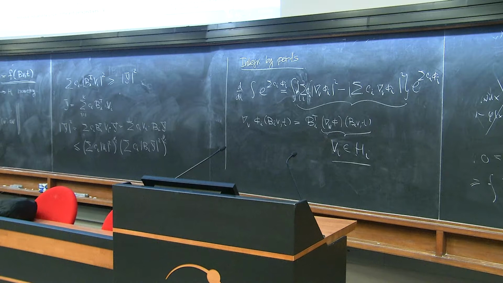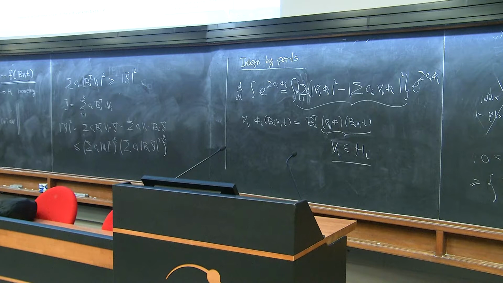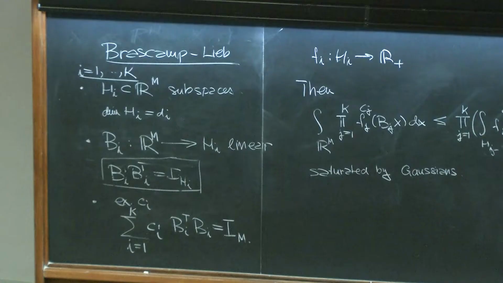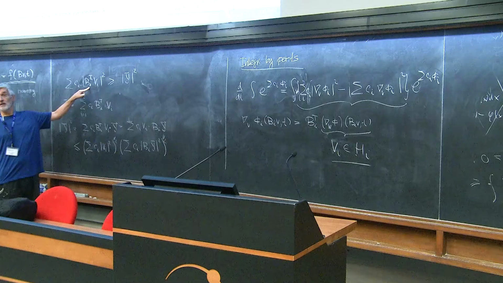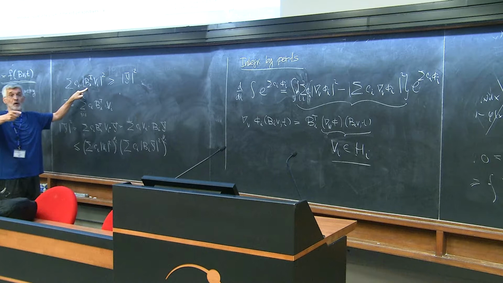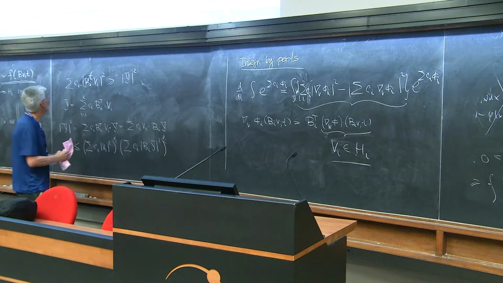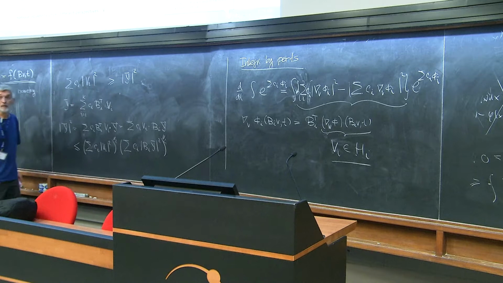Okay? So, now two things. What can you say about bi transposed vi? Well, remember, bi bi transpose is the identity. So therefore, I can forget about this bi transpose here. Because after all, what is this? It's the inner product of vi with bi transpose vi. BI, BI transpose is the identity. I just forget about this. Okay? So therefore, let me write this again. The inequality which you really would like to prove is this one. We're almost there.